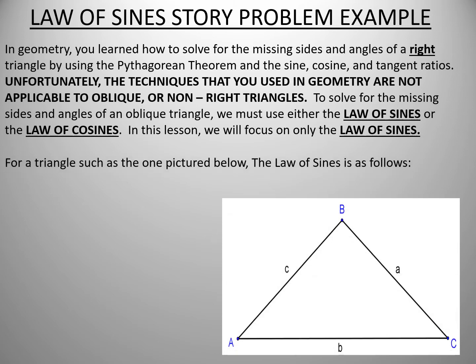For a triangle such as the one pictured below, the law of sines is as follows. Sine of A, or angle A, over side A is equal to the ratio between the sine of angle B over side B, which is also equal to the ratio between the sine of angle C and side C.